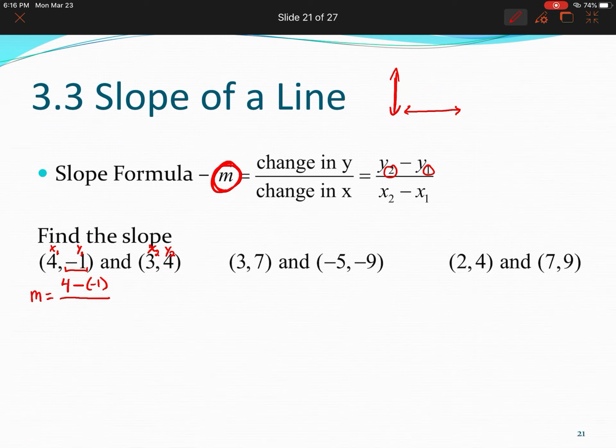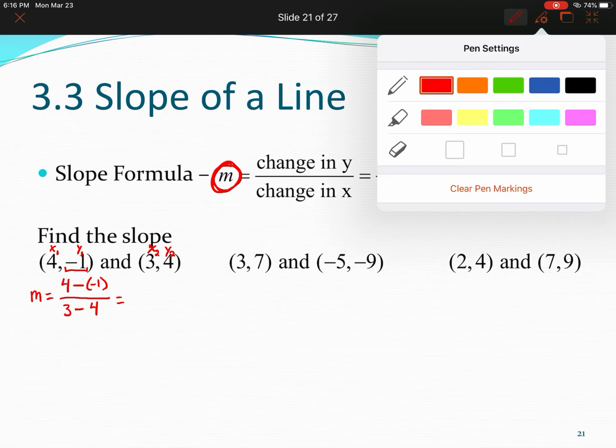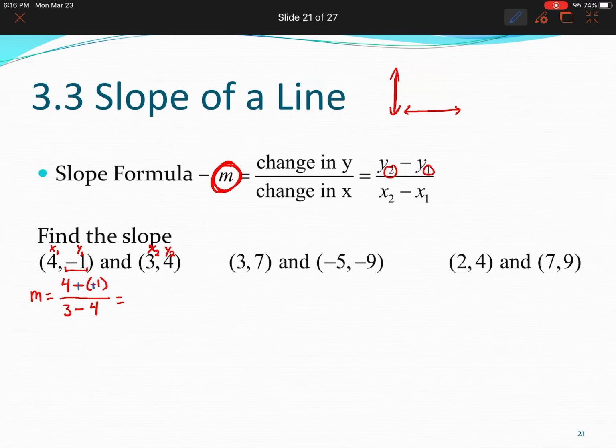A lot of people end up making a mistake, and they say 4 minus 1. Well, 4 minus 1 and 4 minus negative 1 are two different things. So you got to make sure you have the right number there, so be careful with that sign. And then on the bottom, x sub 2 is 3 minus x sub 1, which is 4. And so now we should be able to simplify that. So this minus a negative does make that become positive. So 4 plus 1 is 5. And then 3 minus 4 is negative 1, which is going to give us negative 5.